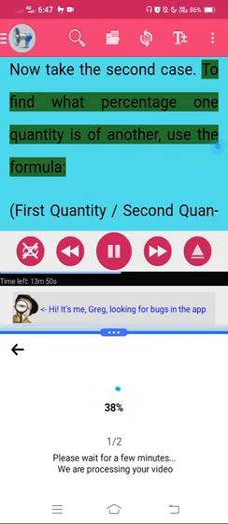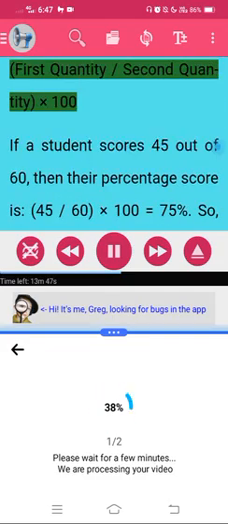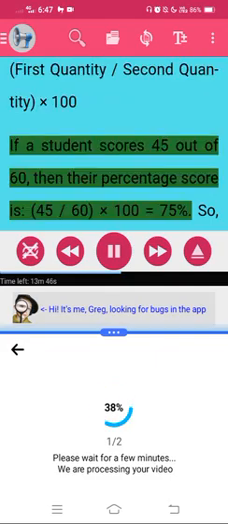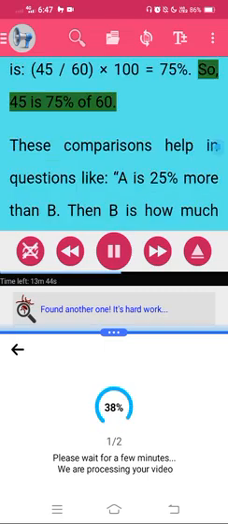Now take the second case. To find what percentage one quantity is of another, use the formula: first quantity/second quantity times 100. If a student scores 45 out of 60, then the percentage score is 45/60 times 100 equals 75%. So, 45 is 75% of 60.